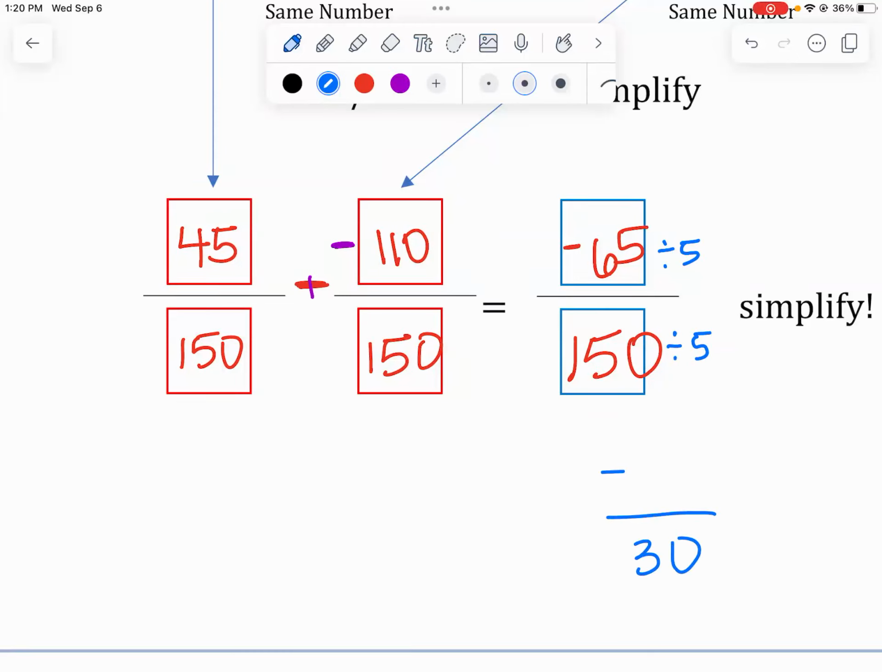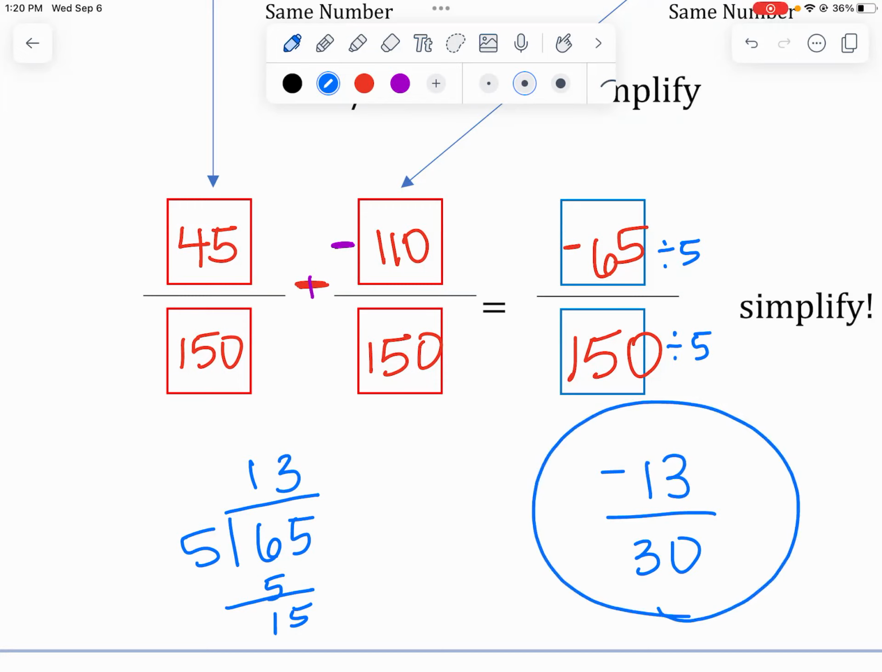Oh, I gotta write this down. And negative 65 divided by 5 is 13 for our numerator. Now, does somebody have a different idea for getting common denominators? Allie. Okay, so what would our common denominator be?